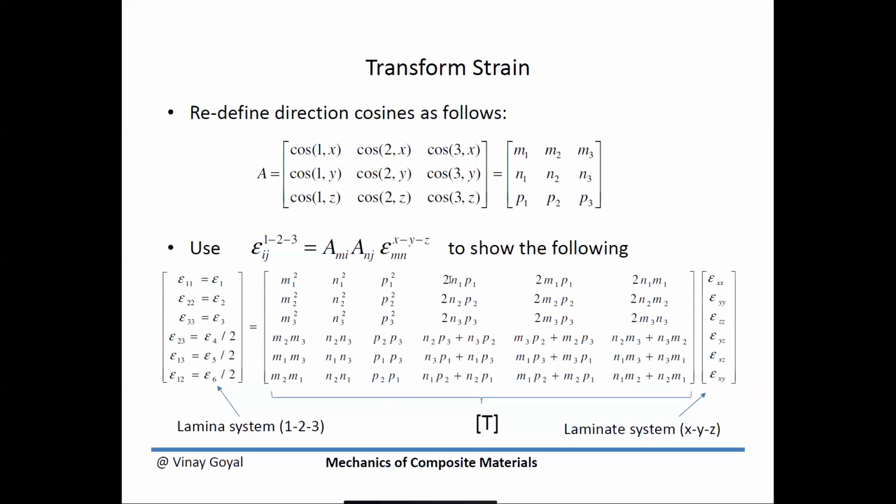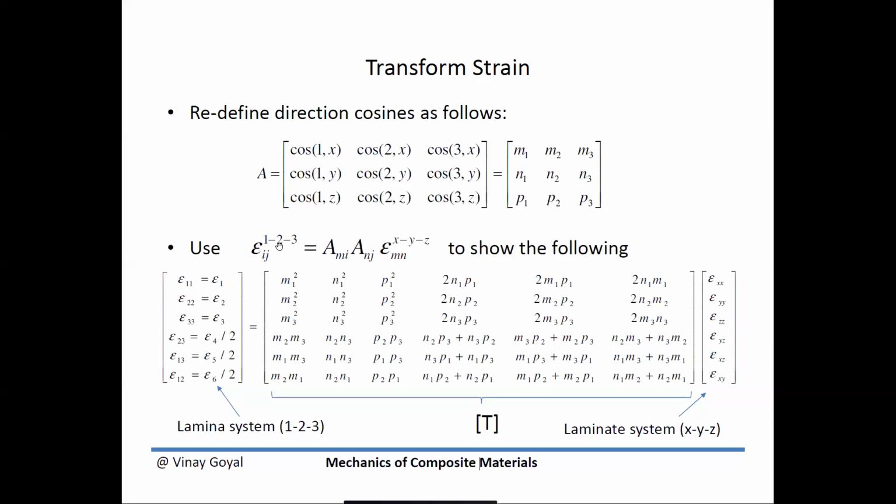We can also, in a very similar fashion, transform the strain. We know the strains in the lamina system, and then we want to transform them to the laminate system using these transformation matrices. And this transformation matrix is derived in a very similar manner. And once again, I invite you to go through the derivation of this. All you have to do is expand this formula, and you're going to have 9 components, 6 of them independent because the strain relationships are symmetric, epsilon 1,3 equals epsilon 3,1.